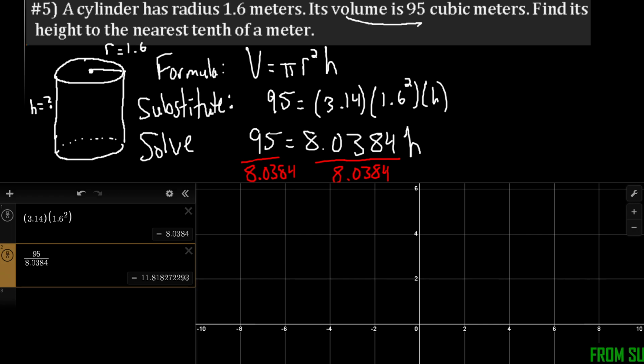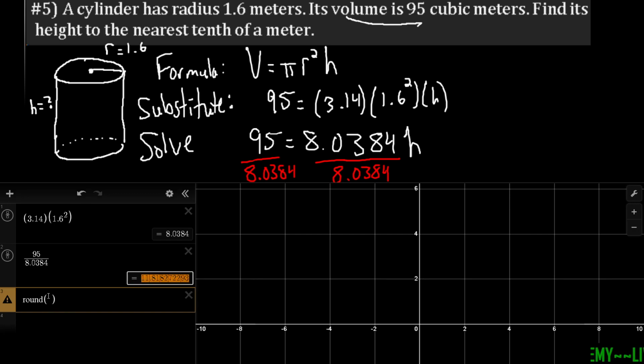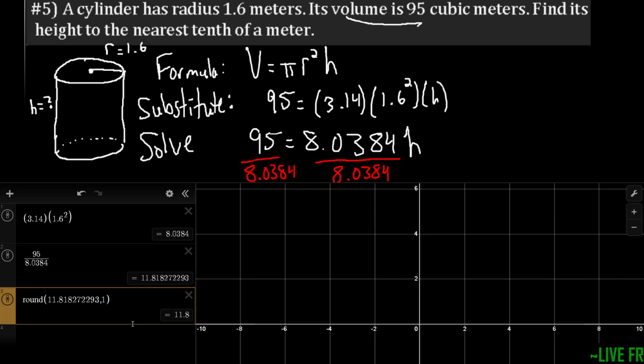And what I need to do next is it says I need to round this answer to the nearest tenth. So I'm going to round my answer. So I type in round, I click on what I got, copy it in, and now be careful because this is going to be rounded to the nearest whole number, but we need the tenth. So I hit comma, and then I say the number of decimal places. So I would say 1 decimal place. So our answer is going to be 11.8 for this one.